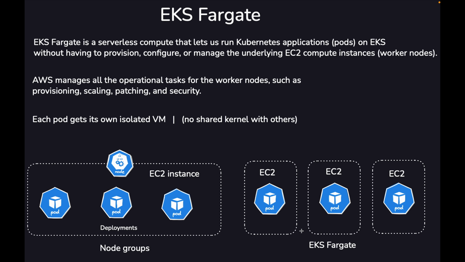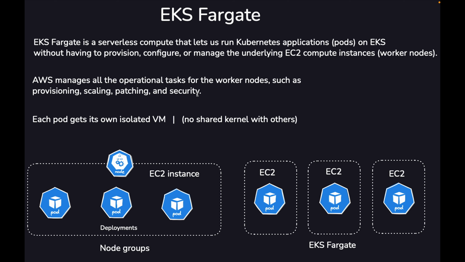This is the 7th video of the series, and in this video we are going to be learning about EKS Fargate. So what is EKS Fargate? EKS Fargate is a serverless compute that lets us run Kubernetes applications which are deployed as pods on EKS without having to provision, configure or manage the underlying EC2 compute instances, which obviously work as worker nodes in an EKS cluster. So AWS manages all the operational tasks for the worker nodes such as provisioning, scaling, patching and security.